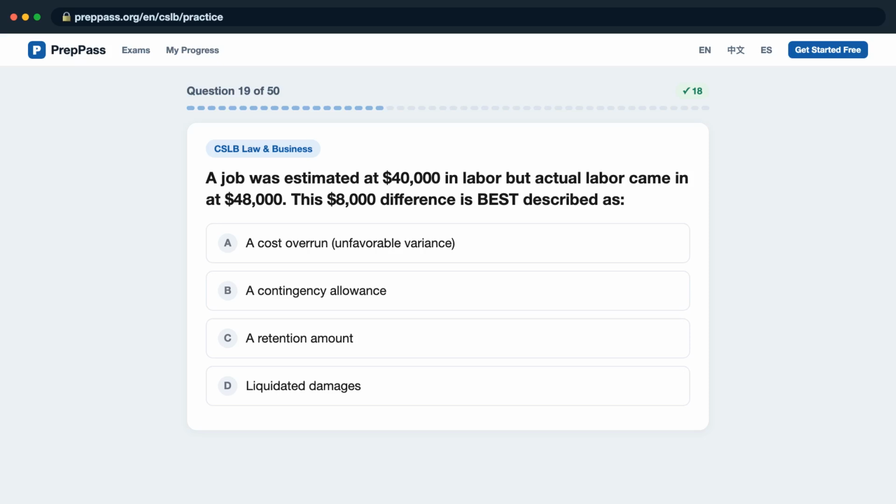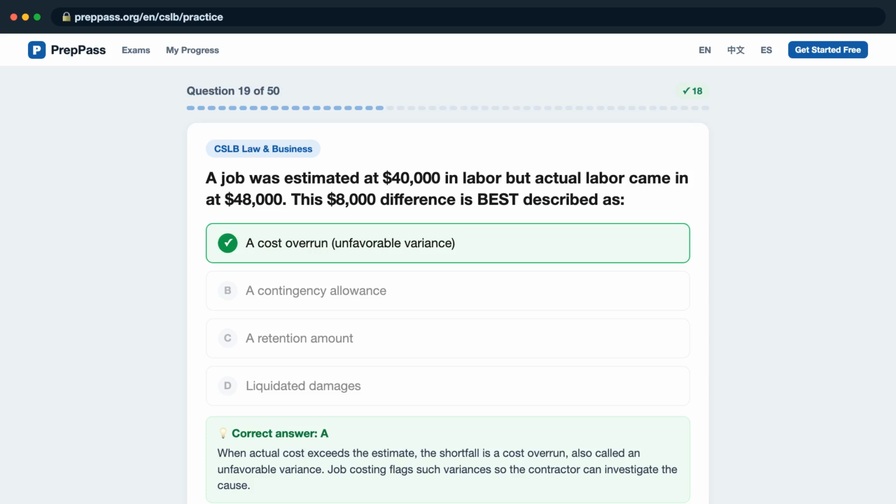Question 19. A job was estimated at $40,000 in labor, but actual labor came in at $48,000. This $8,000 difference is best described as, is it A, cost overrun, unfavorable variance? B, a contingency allowance? C, a retention amount? D, liquidated damages? The correct answer is A.